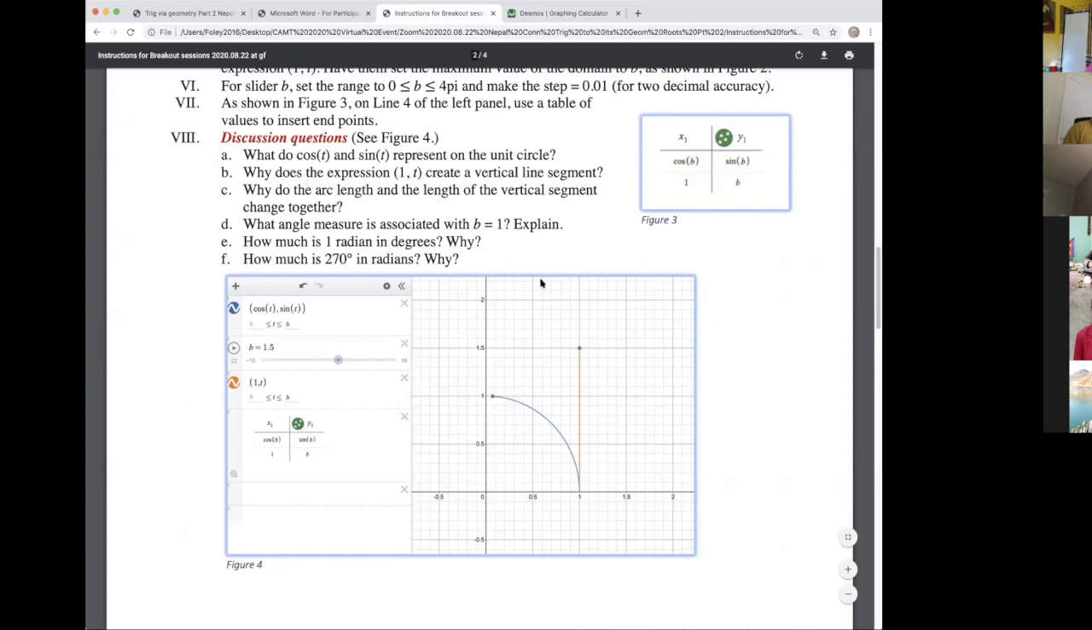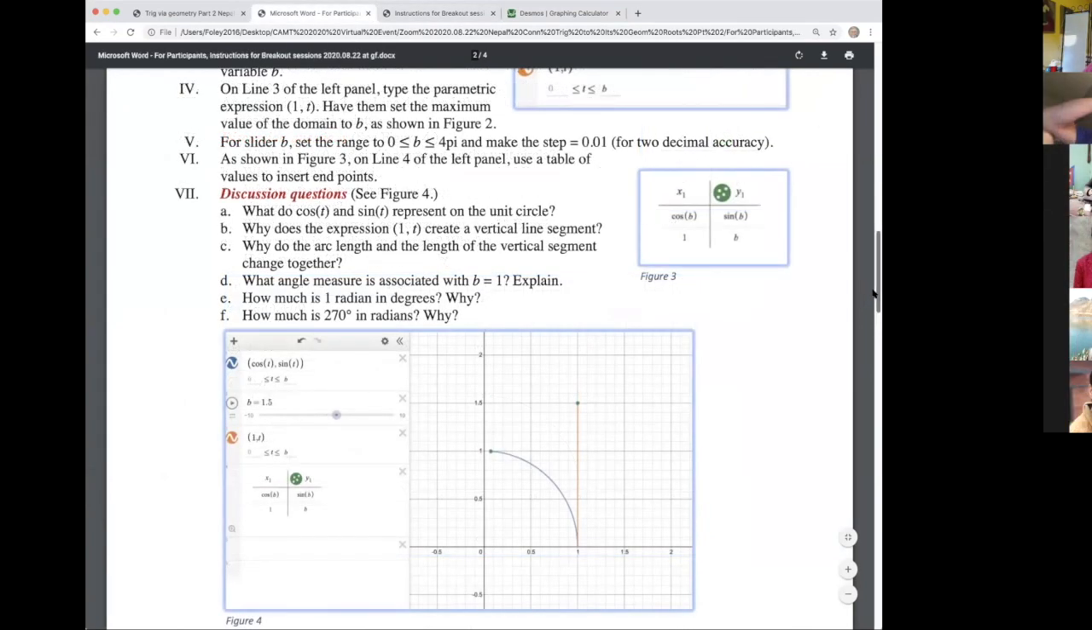What does this expression, why does this create a vertical line? Why do the arc length and the vertical length change together? Why does this length change with this length? So we observed some things, but now we're asking some why questions. Okay, so the first question is, what do cosine of t, or you might say cos t, and sine t represent on the unit circle?